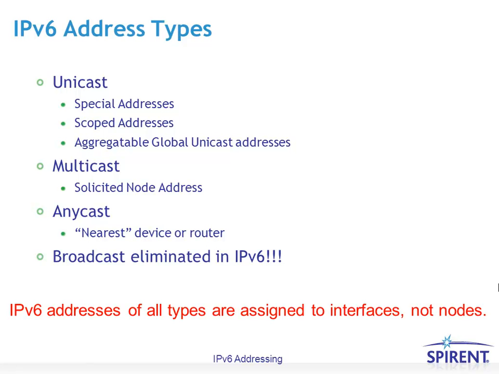So Unicast, I wouldn't say it's a new type of address because it's been around since the early days of IPv4. The concept with Unicast is that you're looking for the nearest device or router to you. And finally, an interesting concept with IPv6 is you assign the addresses to interfaces and not necessarily the entire node. Whereas with IPv4, a single node may only have one address, with IPv6, a single node, not only that, a single interface might even have multiple addresses. In fact, it does for special cases.